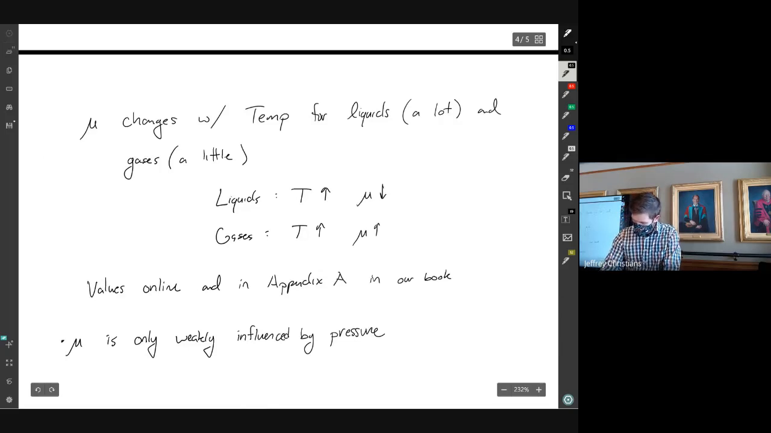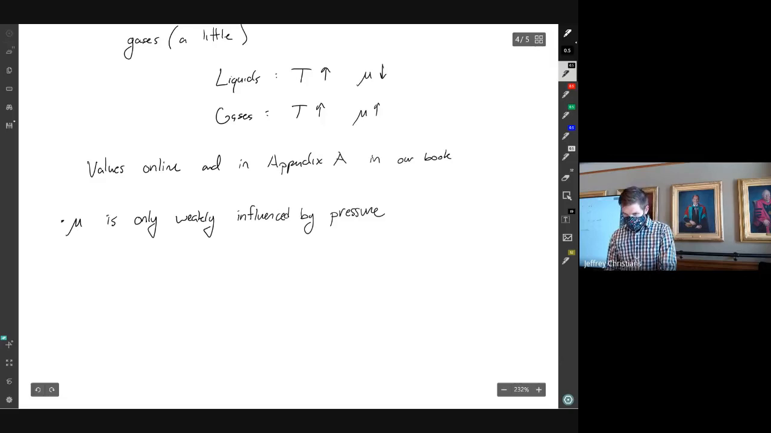So the last note. It can change a lot because of temperature, only a tiny bit for pressure. So for example, for water, viscosity at 10,000 atmospheres is about 2 times the viscosity at 1 atmosphere.